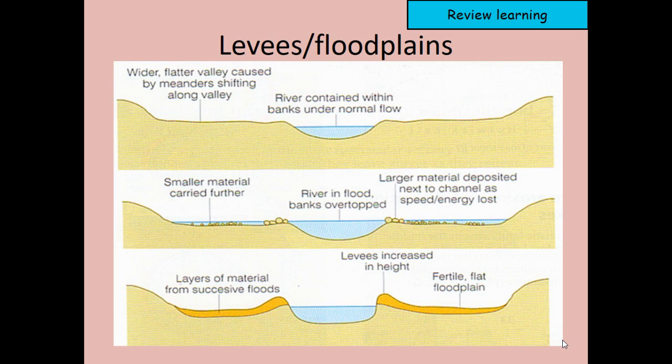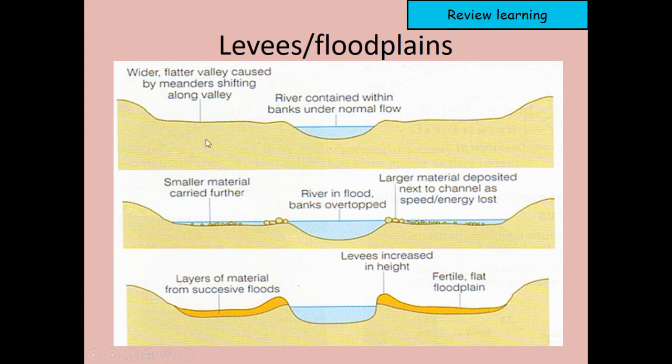Levees are formed. You can have natural or man-made levees. If you go to the Mississippi, in America, they do have man-made levees, which are made of concrete, and that's to stop that river flooding, like New Orleans and places like that. Sometimes they work, sometimes they don't. So what happens is, you've got a river here. This is a cross-section of a river.